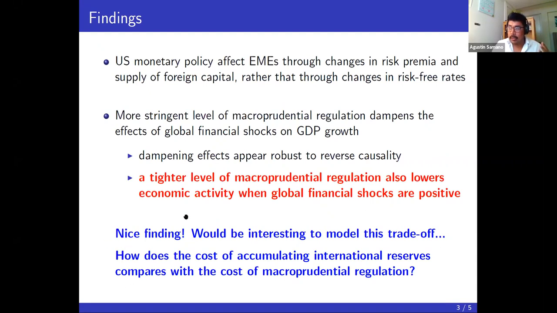Another thing I was thinking about is that what Katarina found is that macroprudential policy is also costly, right? So it will be interesting to see how other alternative policies, like accumulating international reserves, compare with macroprudential policy. For example, there are some studies that show that accumulating reserves is an alternative to macroprudential policies. So it will be interesting to see how these two alternatives differ in their cost. I found this very interesting.